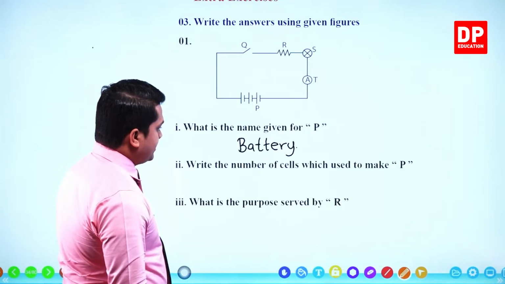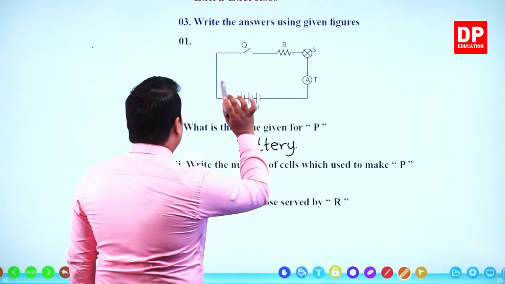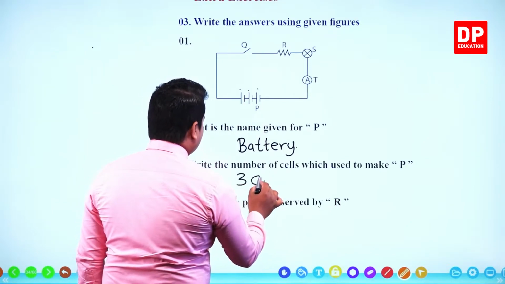Write the number of cells which are used to make P. So count the number of plus or minus lines. 1, 2, 3. So there are 3 cells.